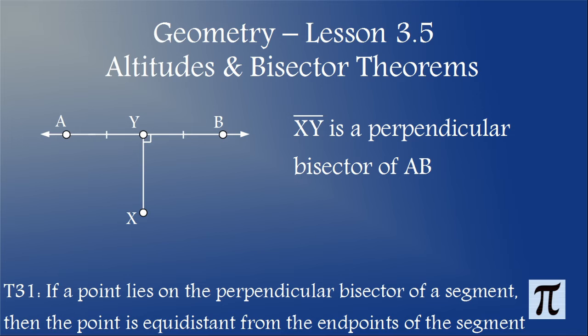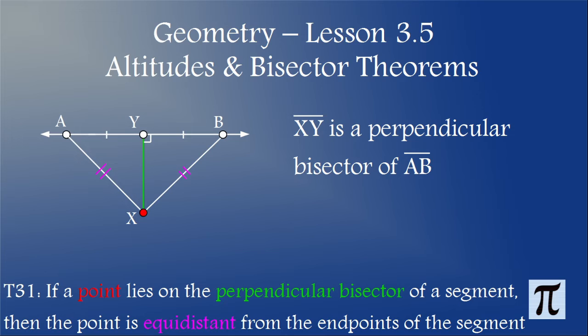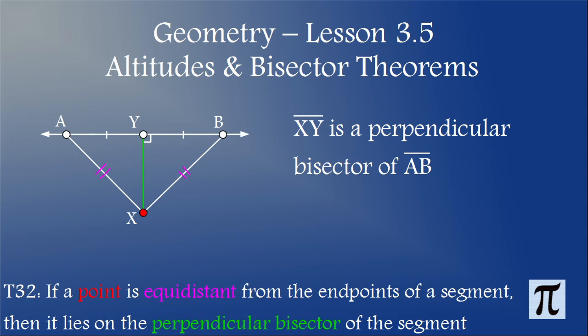If a point lies on the perpendicular bisector of a segment, then the point is equidistant from the endpoints of the segment. So looking at this, if a point, X, lies on the perpendicular bisector, XY, then that point, X, is equidistant from the endpoints of the segment. Likewise, if a point is equidistant from the endpoints of a segment, then it lies on the perpendicular bisector of a segment. Theorem 31 and 32 are kind of inverses of each other.